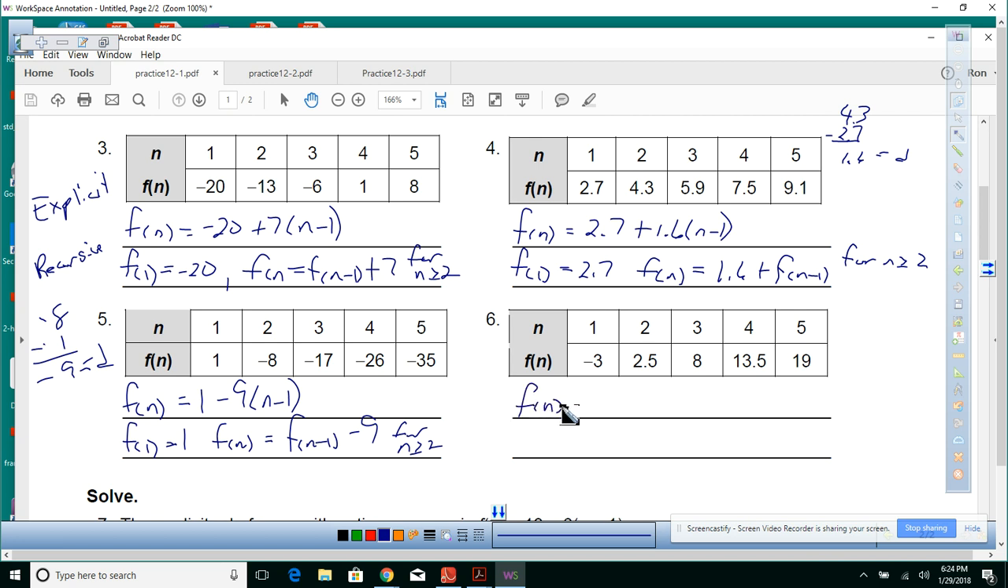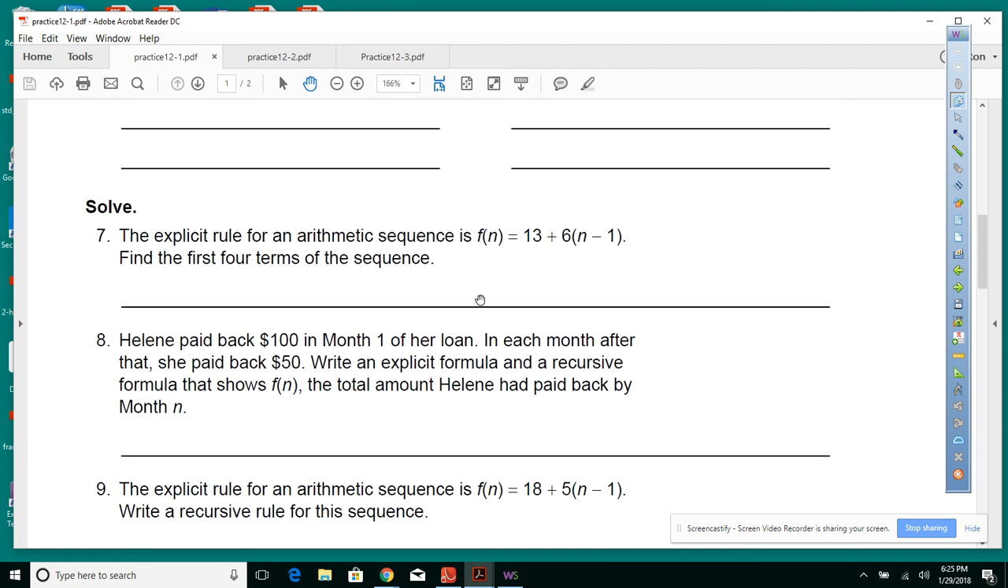Glad you're back. f of n equals negative 3 plus 5.5 times n minus 1. f of 1 equals negative 3. And f of n equals f of n minus 1 plus 5.5, for n is greater than or equal to 2. Pretty easy, easy peasy.